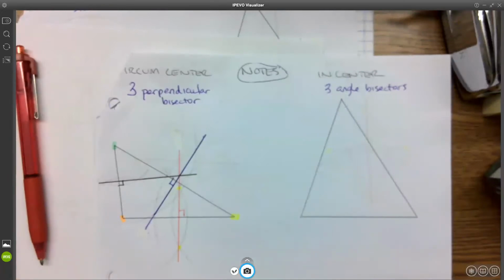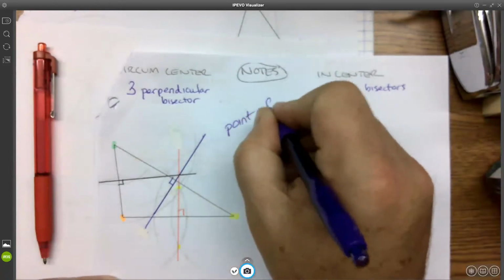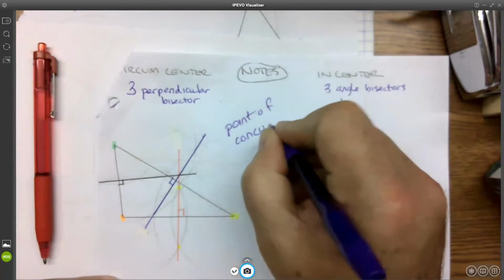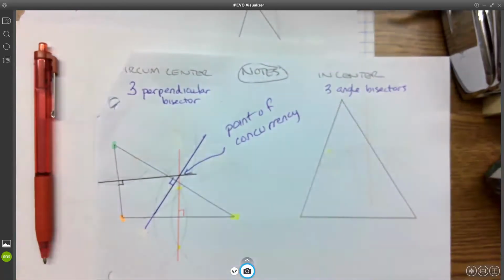What do you notice about all 3 of those perpendicular bisectors? Yeah, they go into 1 point. They do. That's called a point of concurrency when they all meet at one point. And it's kind of a unique thing. It doesn't happen all the time. And that's because this is a special point. It is called the circumcenter.